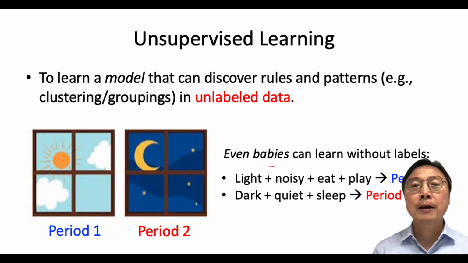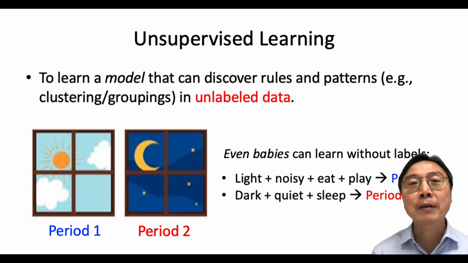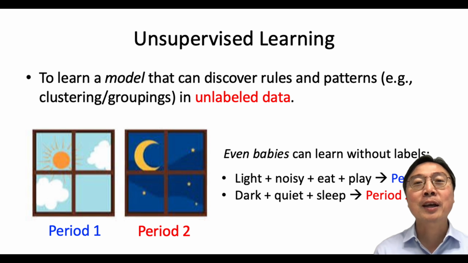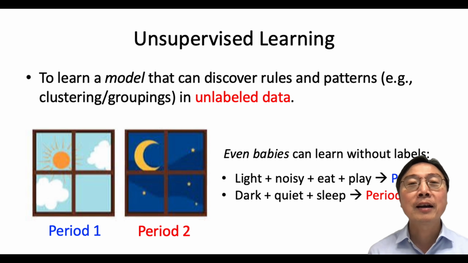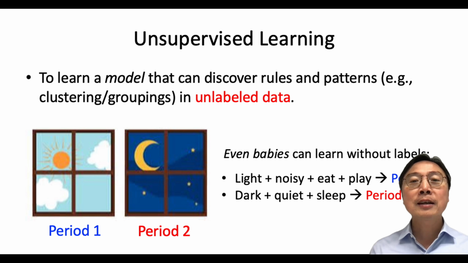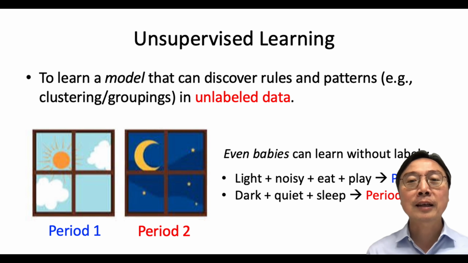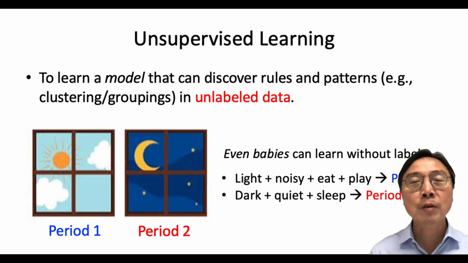For a newborn baby, it's very hard for the parents to communicate with them using language, right? Explain to them, this is daytime, this is nighttime. It's very hard to explain that. But however, babies can easily notice that there are 2 periods of time. They don't know the labels. They don't know whether this is daytime or nighttime, but they notice that there are 2 different periods of time.